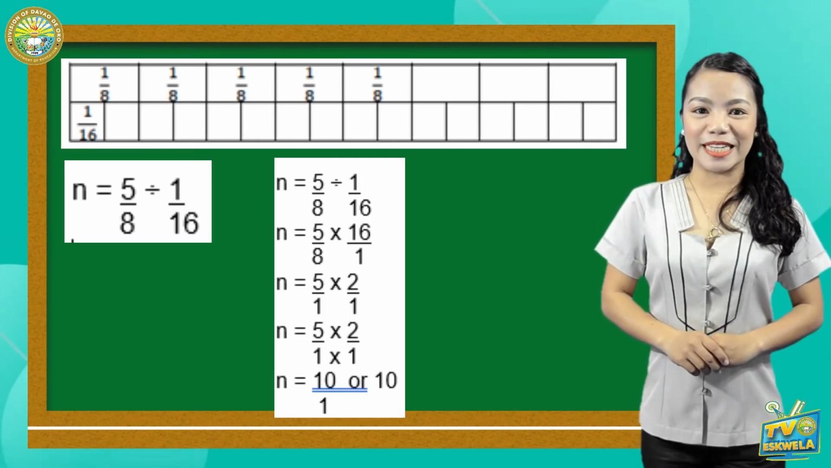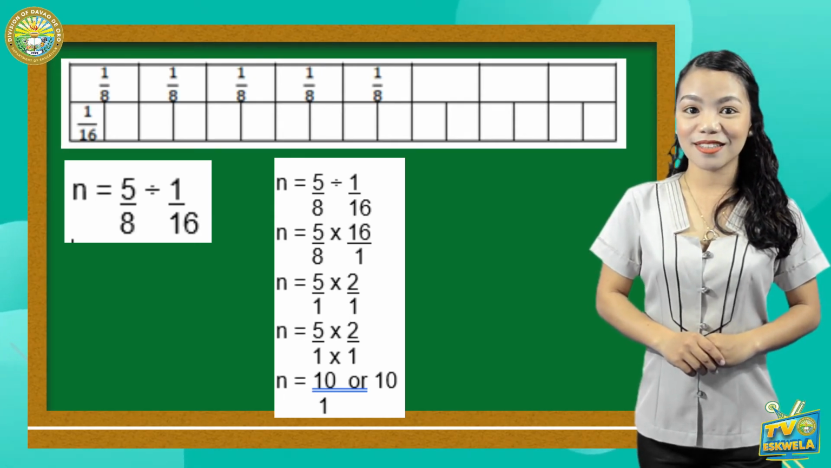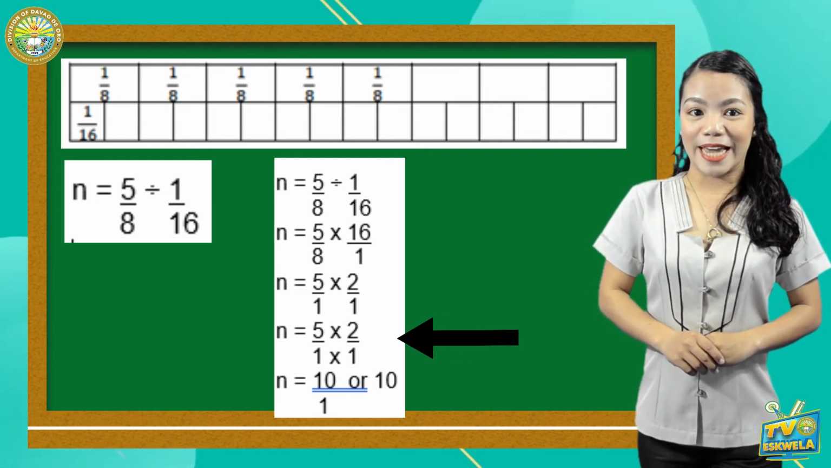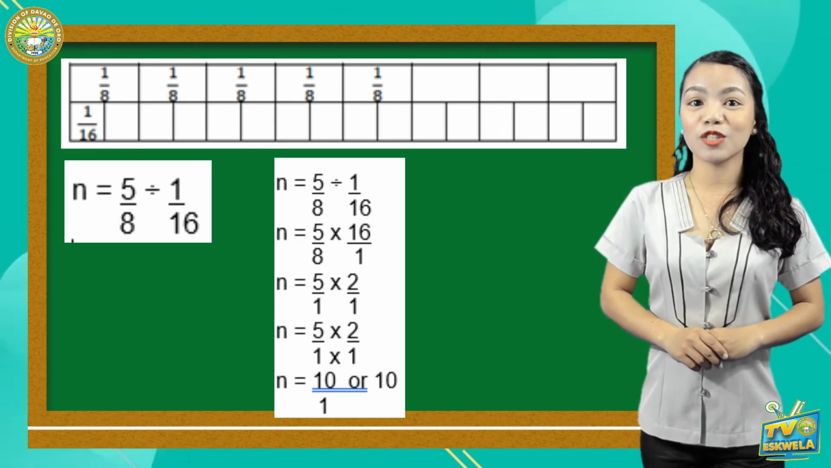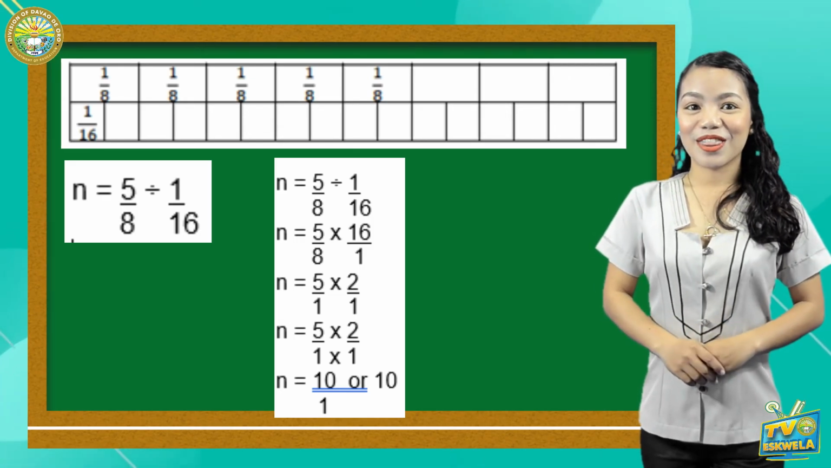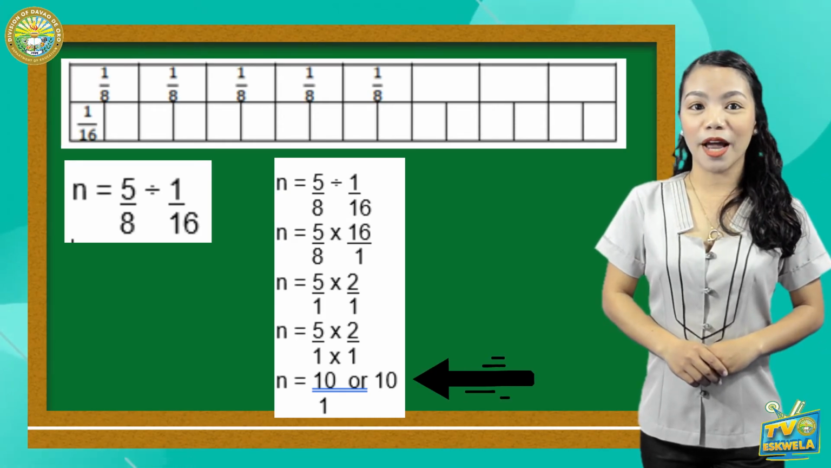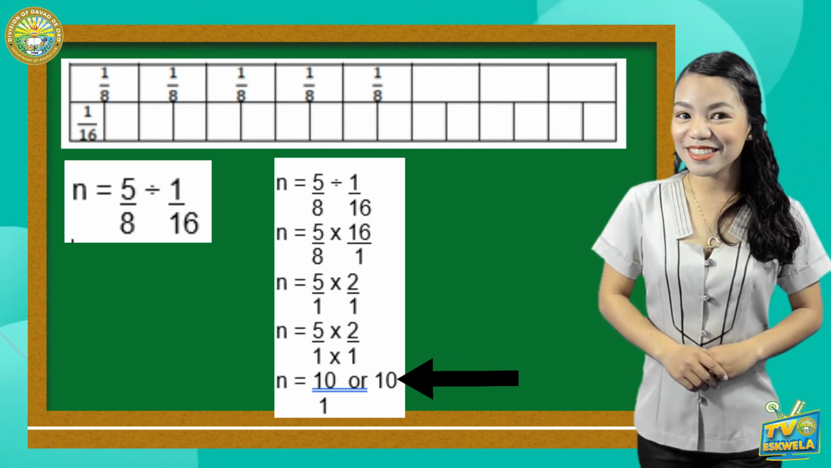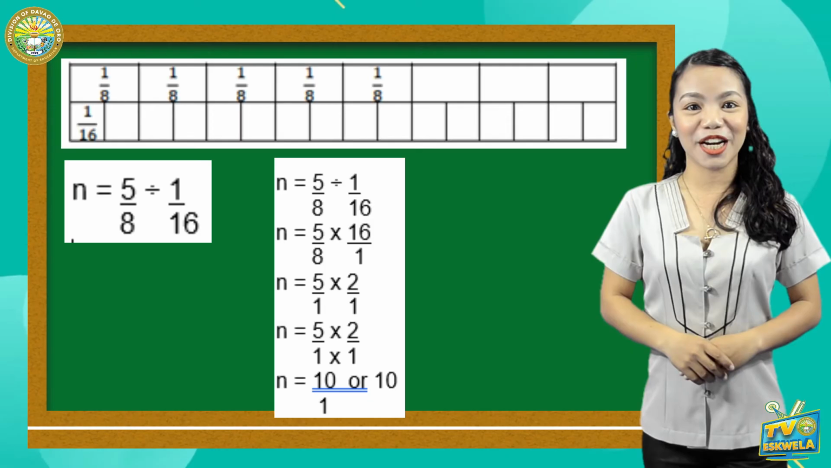And we proceed to multiplication of fractions, that is, 5 multiplied by 2 is 10, and 1 multiplied by 1 is 1. Therefore, the product is 10 over 1 or 10. Got it? Fantastic! Let's have another example.